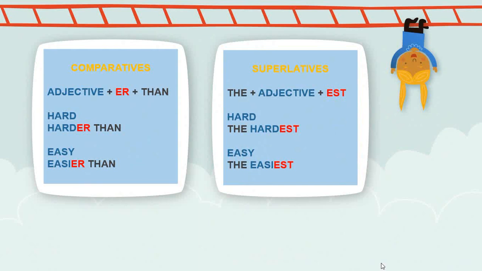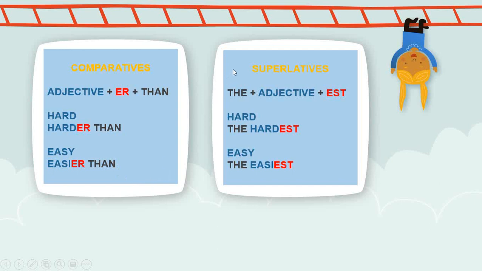Now we're going to learn how to build comparative and superlative adjectives. For the comparative, we have to use the adjective plus er plus than. For example, if we are using the adjective hard, the comparative form will be harder than. And if we use the adjective easy, the comparative form will be easier than.